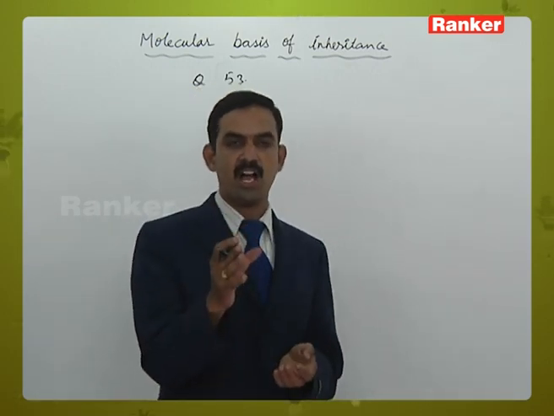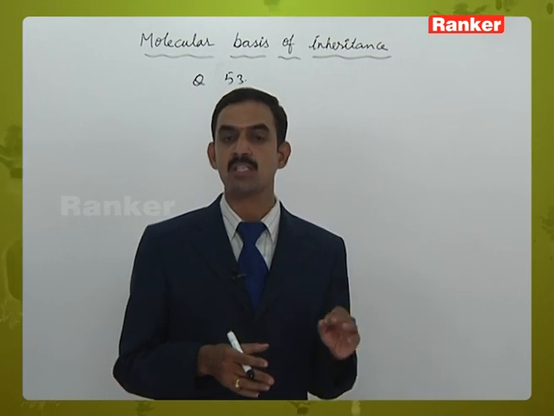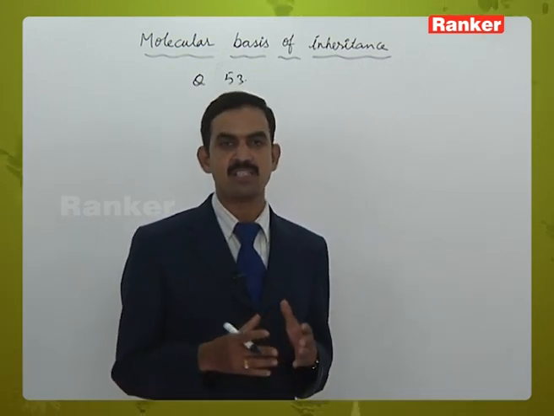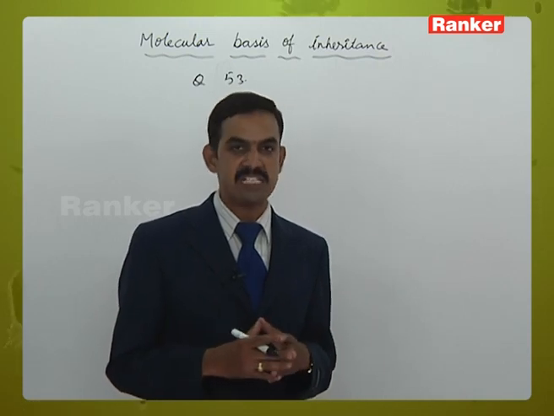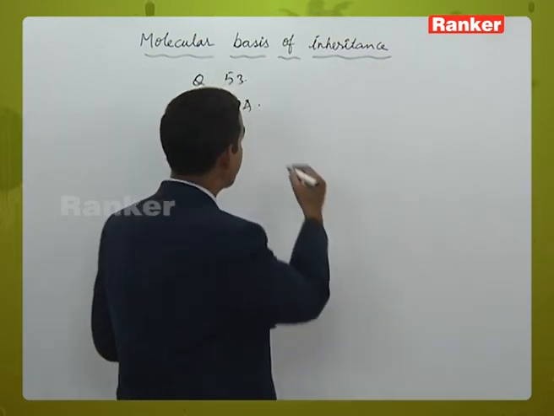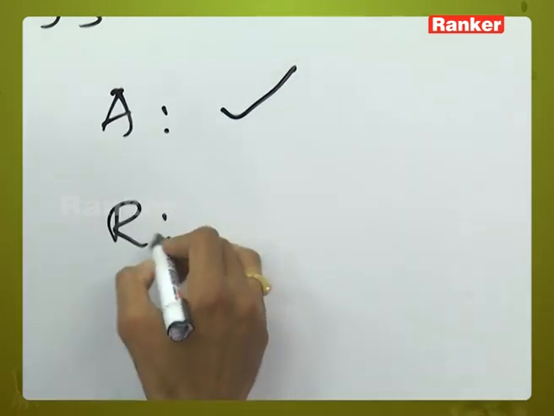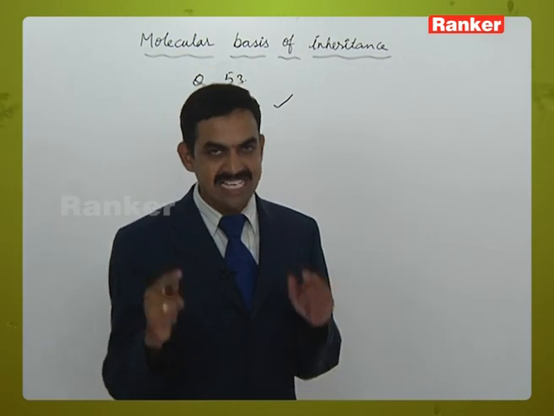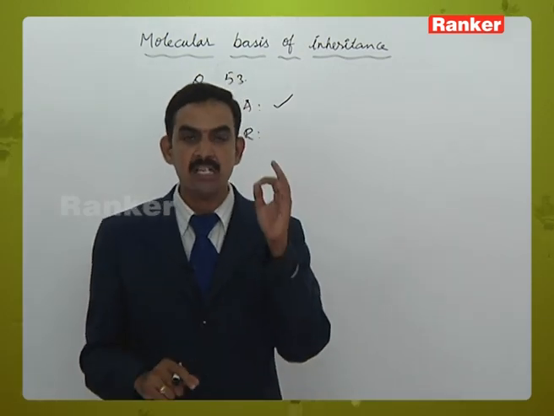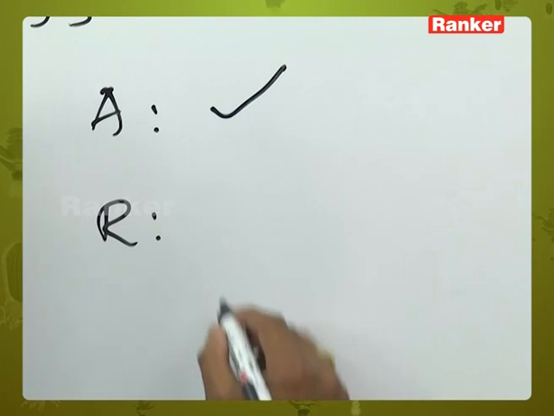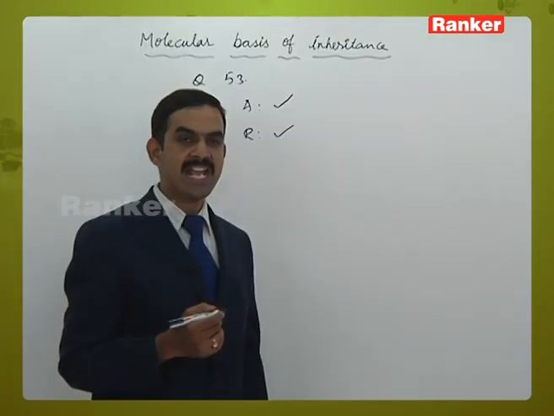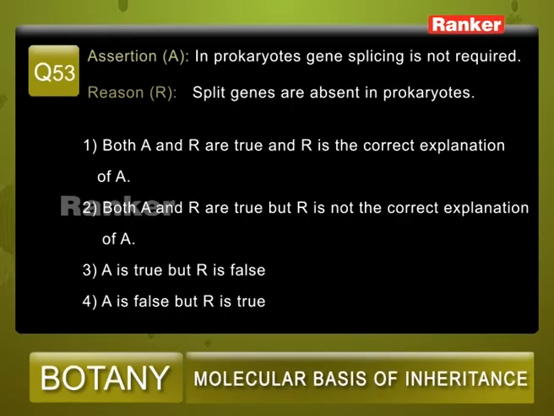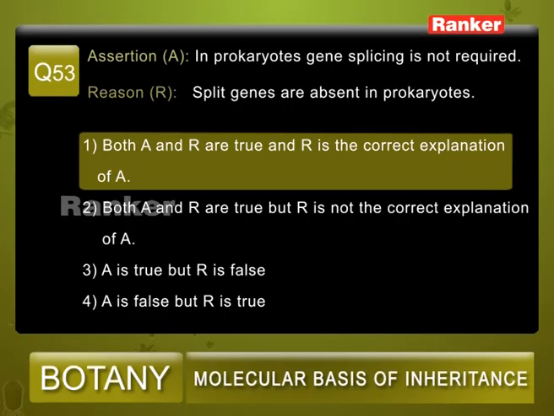So here the assertion statement says that in prokaryotes gene splicing is not required. Yes, it is not required because they do not have split genes in them. So the statement given is correct. And the reason statement, split genes are absent in prokaryotes, is correct, and because of that reason only, in prokaryotes splicing is not required. So both A and R are correct, and R is the correct explanation of A. So question number 53, the correct answer is 1.